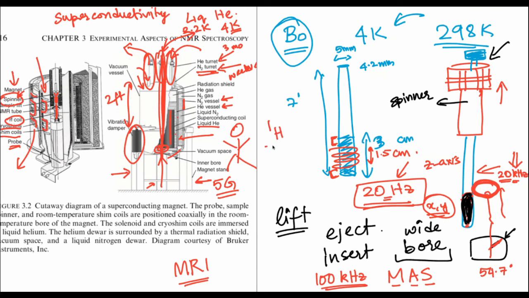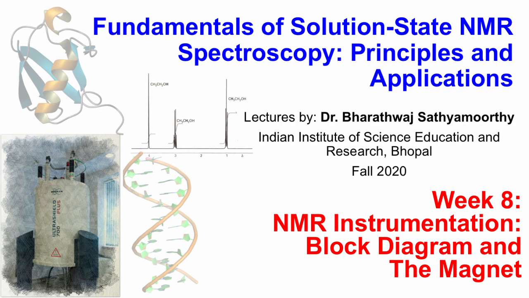Solution state NMR predominantly is driven by proton detection. On the other hand, solid state is driven by carbon and nitrogen detection. Nowadays, opposite things are happening, meaning that solution state is going towards carbon and nitrogen and solid state is coming towards proton. Okay, they're trying to meet on a common point. But generally, one can assume that we end up doing proton detection in solution state and carbon nitrogen detection in solid state. These are very minimal differences that I have pointed out, but these are very critical differences.